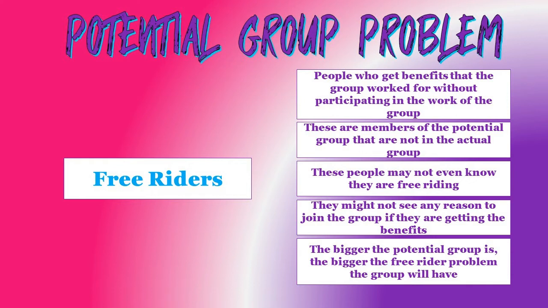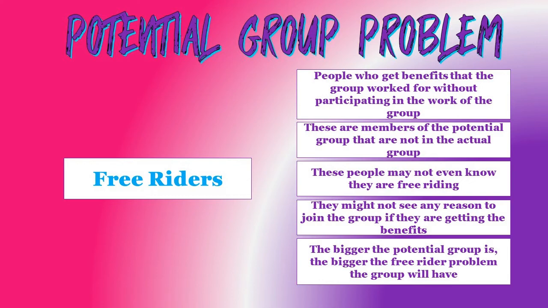Like we said, you are probably a member of hundreds of potential groups. You are probably free riding off the efforts of hundreds of interest groups that you don't even know about. People might not even see the reason to join the group because they know that they're free riding. People don't necessarily think that they should join the group because they get the benefits anyway. So some people are free riding on purpose. Some people are free riding because they don't even know. However, the bigger the potential group is, the larger the free rider problem the group's going to have.